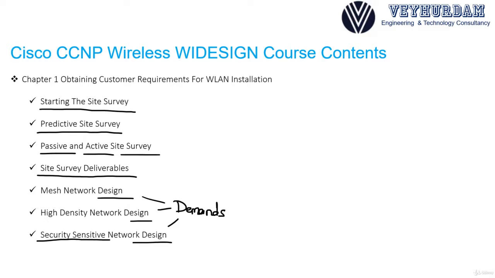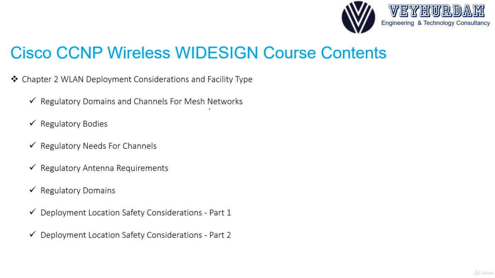So in chapter 1, we will deal with lots of materials, but don't worry, I will go over them one by one so you will get a better understanding of each topic at the end of chapter 1. In this chapter, we will talk about wireless and deployment considerations and the facility type. We will also talk about the mesh networks and some regulatory information.